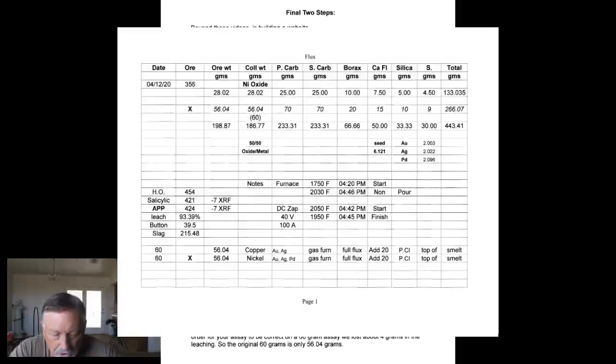In the first column, the ore weight is calculated by the weight of the ore. In other words, 93% of 60 grams is 56.04. In order for your assay to be correct on the 60 gram assay, we lost about 4 grams in the leaching, but the original 60 grams is now 56.04 grams.